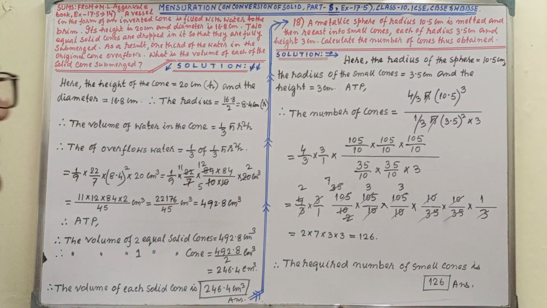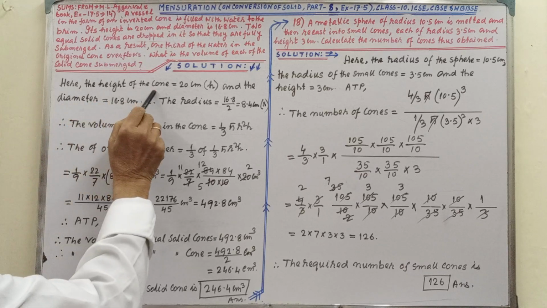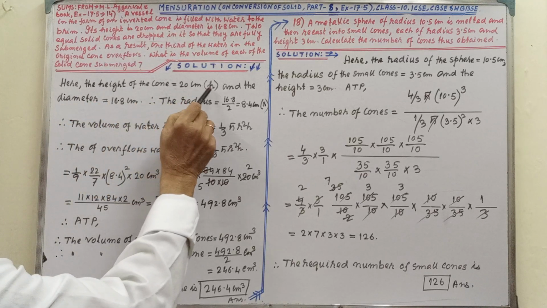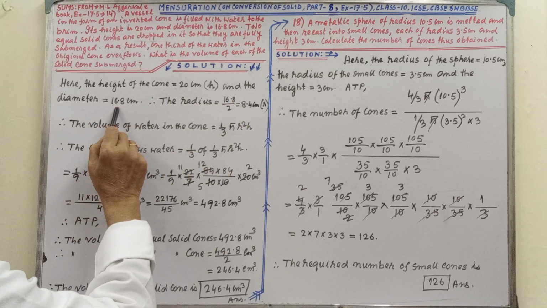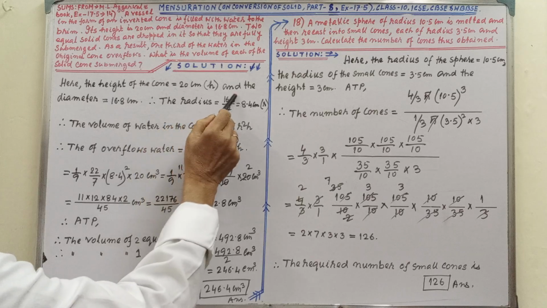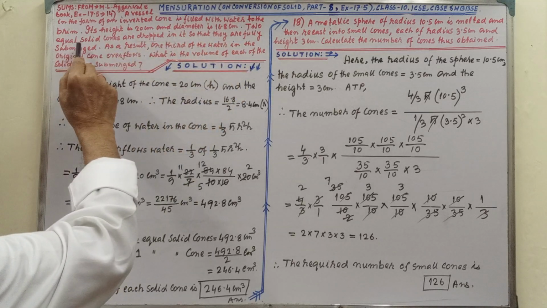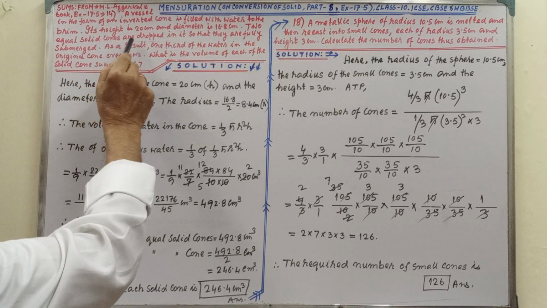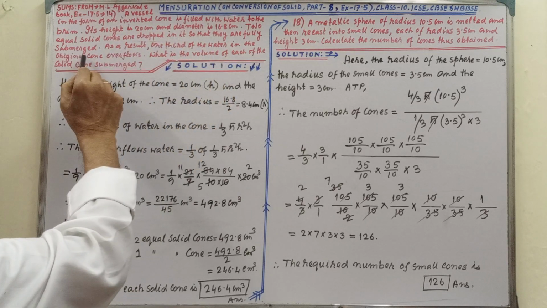Then what is given, we have to write. Here the height of the cone is 20 centimeter, small h, and the diameter is 16.8 centimeter. Therefore the radius is 16.8 by 2, that is 8.4 centimeters, small r. What is required? Two equal solid cones are dropped in it so that they are fully submerged.